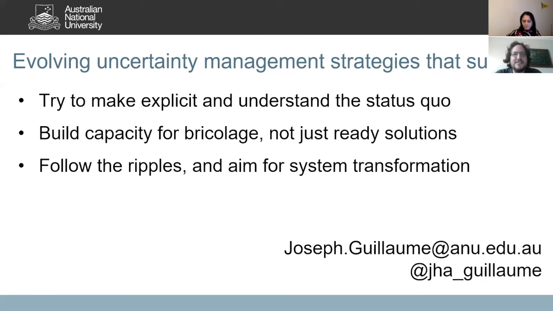And I'll just leave you with these three points here. Firstly, that in order to evolve uncertainty management strategies that suit you, we want to make explicit and understand the status quo of how uncertainty is managed now, so that we actually know what it is that we're intervening in, trying to change the way uncertainty is being managed. We want to build capacity for bricolage in a way that's safe and useful, not just ready solutions. And we want to be able to follow the ripples and aim for system transformation, which does mean that in many of these cases, we're talking about long-term change that we're aiming for.